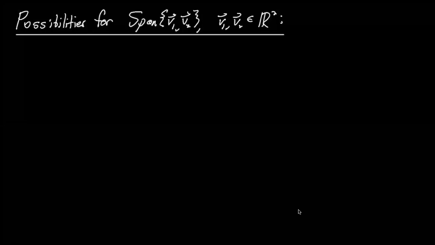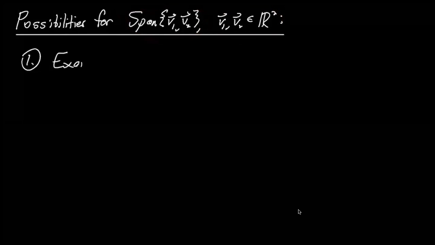Okay, now that we've done an example of the span of two vectors and solving linear combinations, I want to think a little more generally. So what are all the possibilities? If we just take two vectors in the plane, I'm saying here these two vectors are in R2, then what are all the possible results of the span of those two vectors?